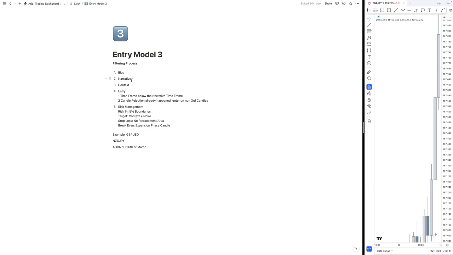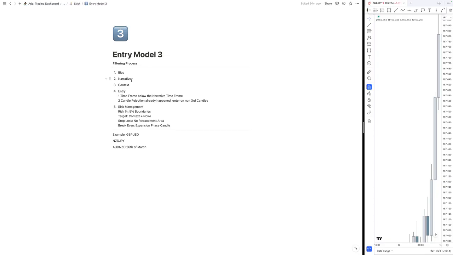candles. So here, entry model 3 is essentially a re-entry, where the drawn liquidity is so clear that we can potentially capitalize on that drawn liquidity without having clear context, without doing anything, and we can just enter based on candle signs actually. Now, risk management, risk percentage, 5% boundaries again, target, context plus the no re.